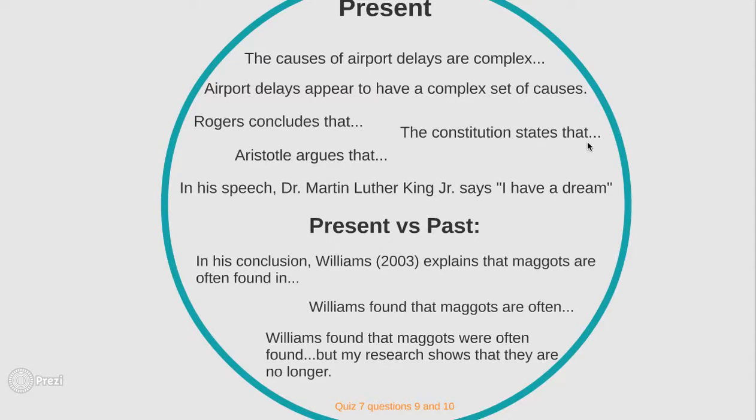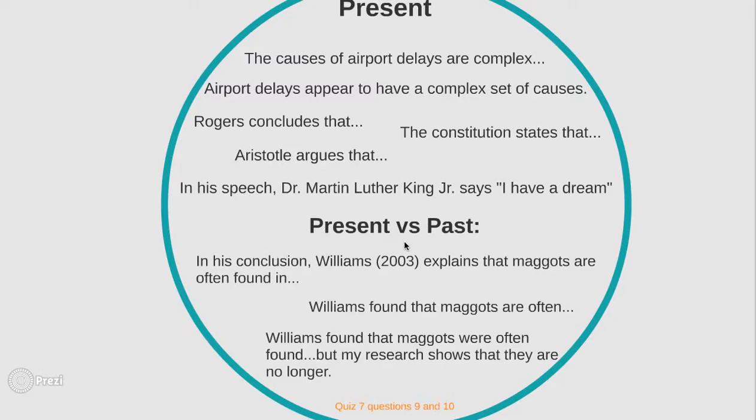The Constitution states that. Aristotle argues that. Again, even though Aristotle wrote his paper a very, very long time ago, the text exists today. So you're going to use the present tense to describe what he says in the text. He might not be alive anymore, but his voice still exists in the text today. In his speech, Dr. Martin Luther King Jr. says, "I have a dream." All right, so even though he gave the speech many years ago, the written speech still exists today. So you can still say, he says.